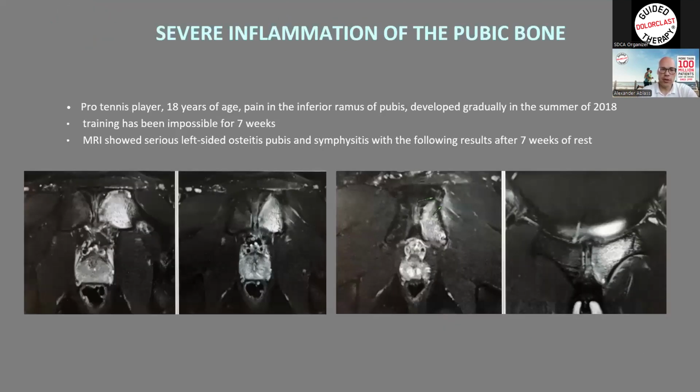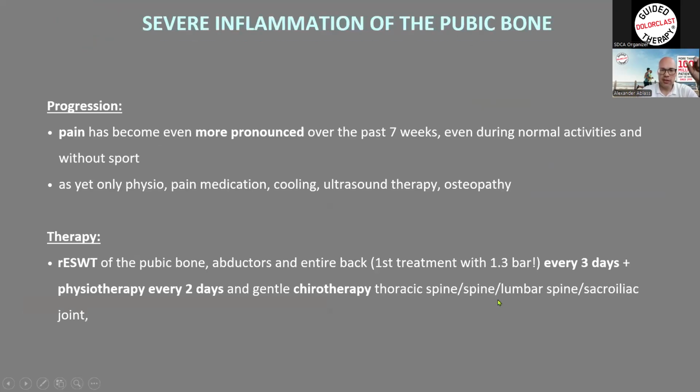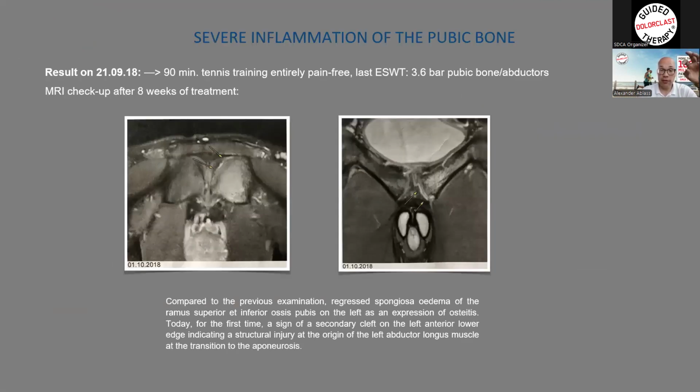Inflammation of the pubic bone was one of our tennis players. You can see the highly inflamed pubic bone area here. Also here in this area already is fluid inside. So immediate start with the radial device. The first treatment with 1.3 bar, which is very low. Then a lot of physiotherapy, working with the lower spine and back and everything. And the result, after just a few weeks, we can increase up to the 3.6 bar on the pubic bone.